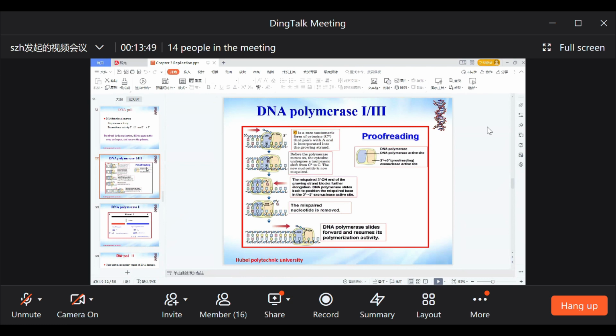From this figure, you can see the polymerase forms a cytosine paired with A, which is a wrong base pair. At that time, the proofreading function begins to work, cuts and removes the cytosine nucleotide, and waits for the right T nucleotide to be added here.